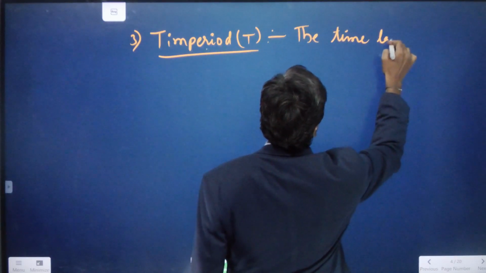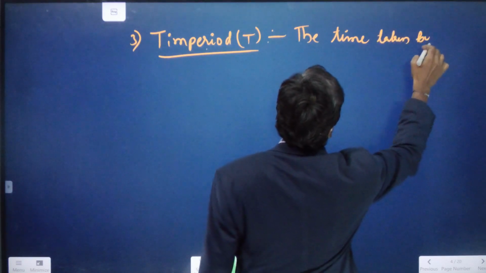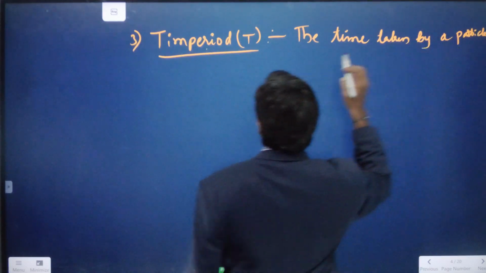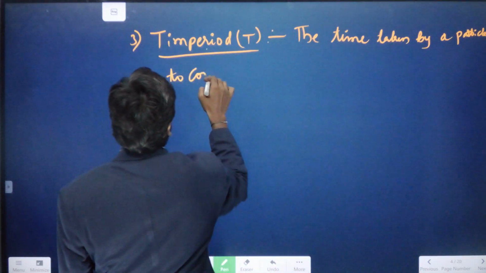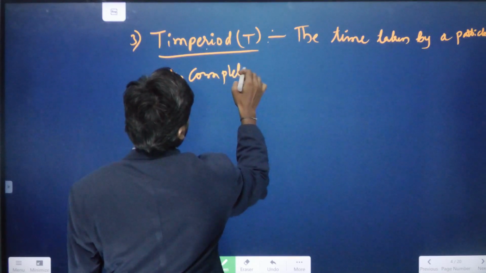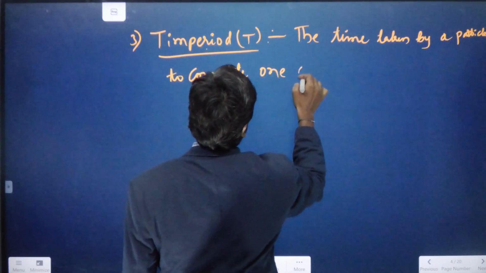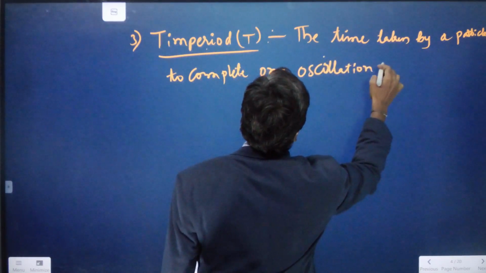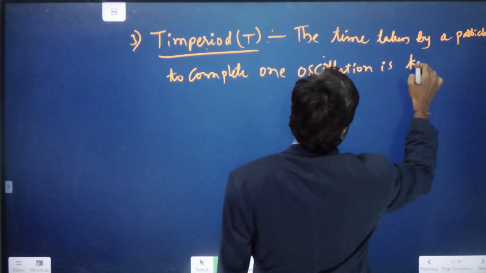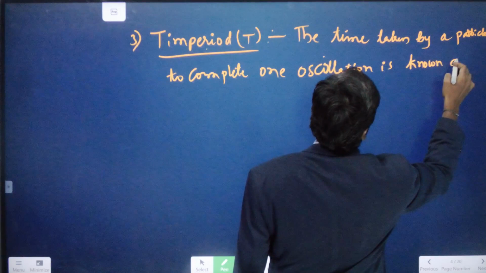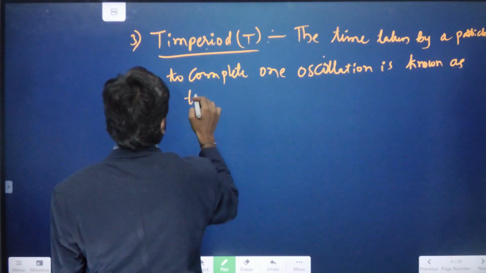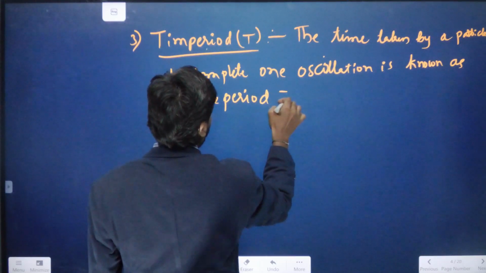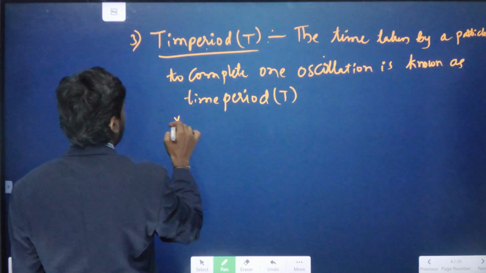The time taken by a particle to complete one oscillation is known as time period. It is denoted by capital T. Now this time period will be measured in seconds.